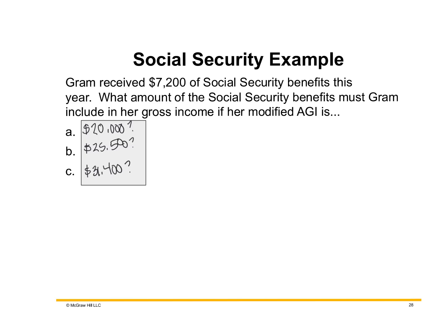All right, so let's look at our example problem. So in our fact pattern, Graham received $7,200 of Social Security benefits this year. What amount of the Social Security benefits must Graham include in her gross income if her modified AGI is $20,000, $25,500, or $31,400? So we're gonna look at each piece and I'm gonna color code them. So let's see, A we'll do in red. Whoops, that was not red.